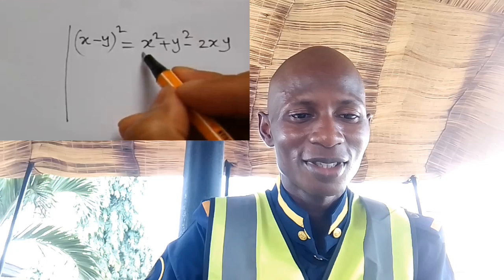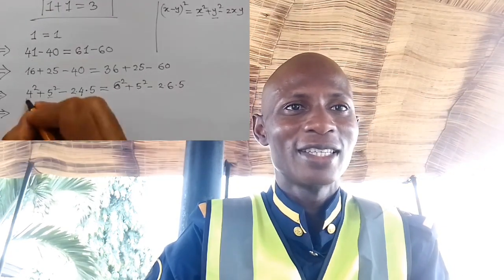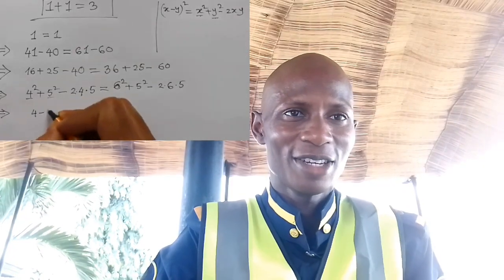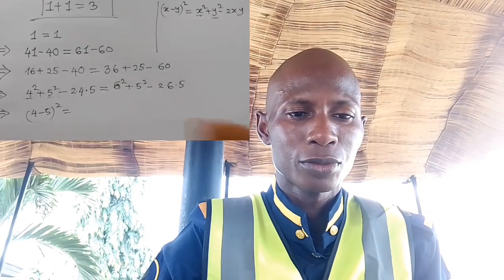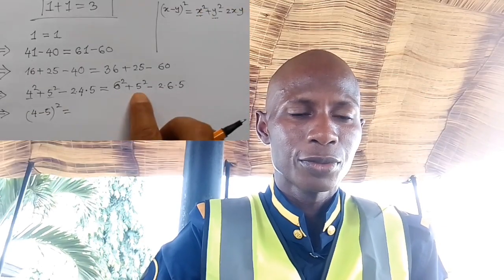Let's consider x minus y. So when you go through, x is 4 and y is 5. That means x is 4 and y is 5. If you go through this law, it means 4 minus 5 whole square is the left hand side. On the right hand side I can apply the same formula, x minus y whole square.